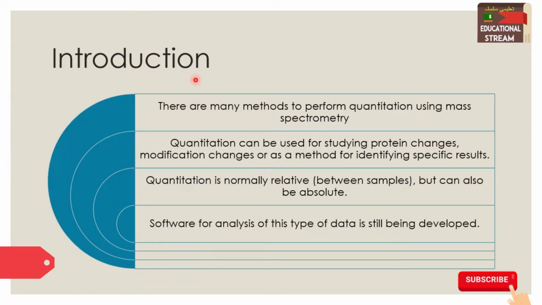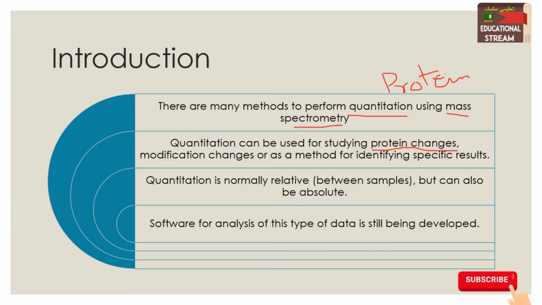So, introduction: we use the mass spectrometry technique for estimation of the quantity of samples, and mostly mass spectrometry is used for the quantitation of proteins, like we use protein samples for quantitation. And for estimation of the protein quantity there exist several methods, and the purpose of these methods is to identify any change in the protein.